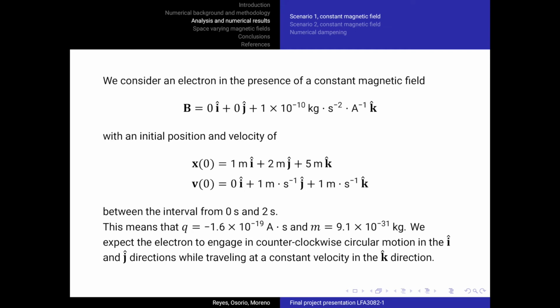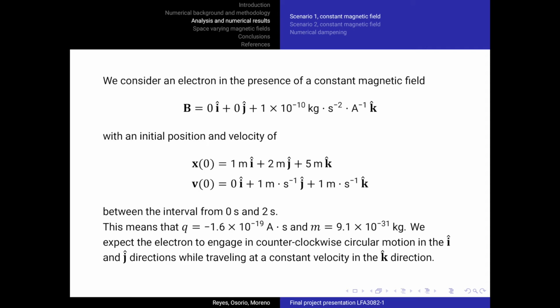So, we begin with the first case, where we consider an electron in the presence of a constant magnetic field of 1 times 10 to the negative 10 teslas in the k direction, with an initial position of 1 meter in the i direction, 2 meters in the j direction, and 5 meters in the k direction, and an initial velocity of 1 meter per second in the j direction and also in the k direction, over the interval from 0 to 2 seconds. This means that the charge is negative 1.6 times 10 to the negative 19 coulombs, and the mass is 9.1 times 10 to the negative 31 kilograms.